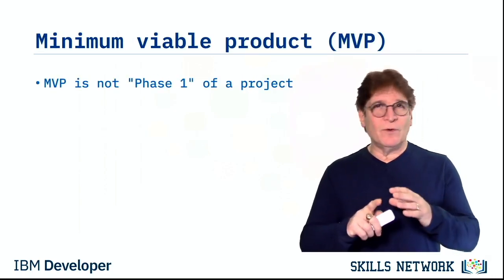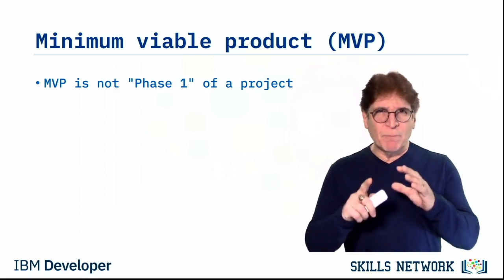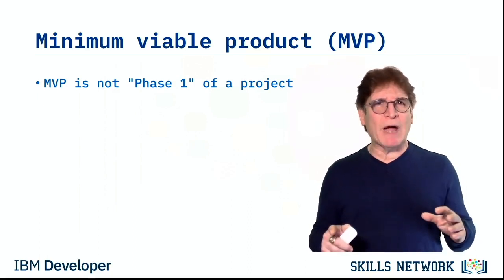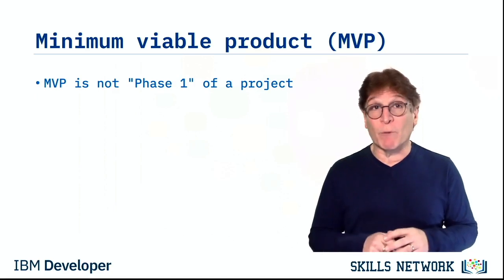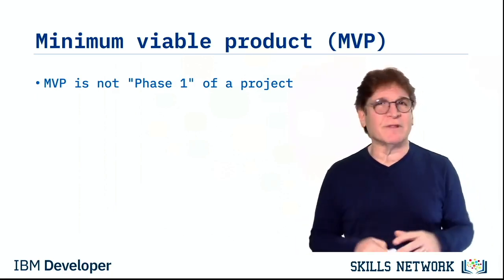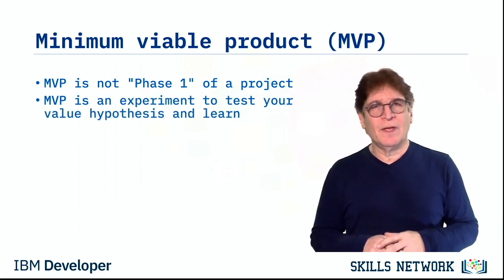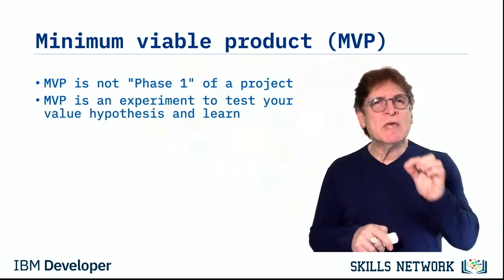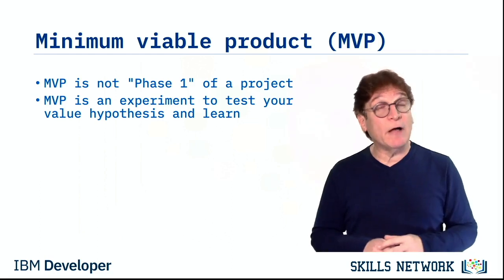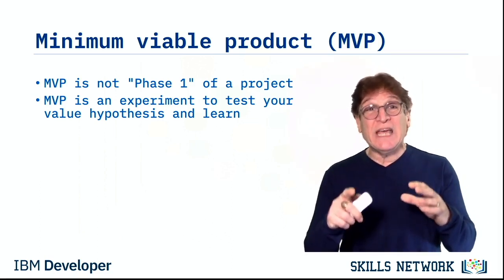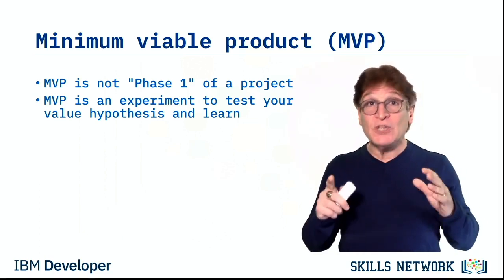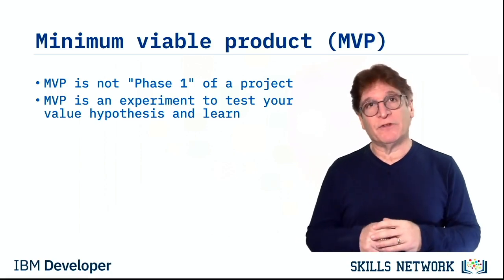First, let's understand what it is not, because there are some misconceptions that a minimum viable product is the same as phase 1 of a project or the first beta or something like that. This is not what a minimum viable product is. A minimum viable product is the minimal thing that you can do to test a value hypothesis and gain learning and understanding. You might say it's the cheapest thing you can do to prove a hypothesis.